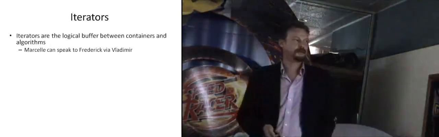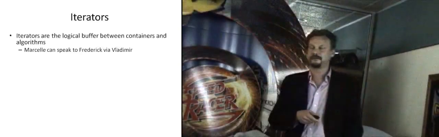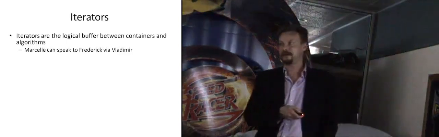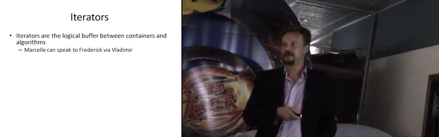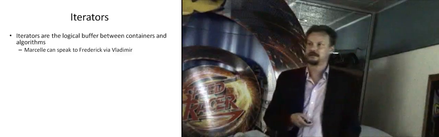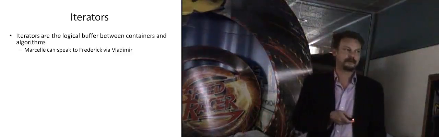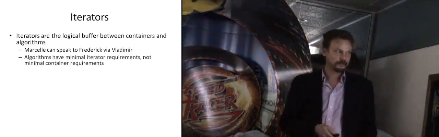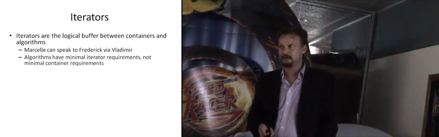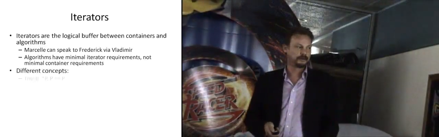Implementation. Iterators. Iterators are the logical buffer between containers and algorithms. Just to press home a point, it's a way for different systems that are otherwise disparate to communicate. Marcel doesn't have to know what Vladimir speaks, but they can communicate via an intermediary who knows both. And that's where iterators sit, in the middle between Marcel and Vladimir. So you've got algorithms, containers, iterators. Algorithms have minimal iterator requirements, not minimal container requirements.